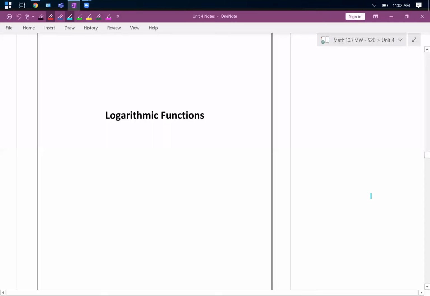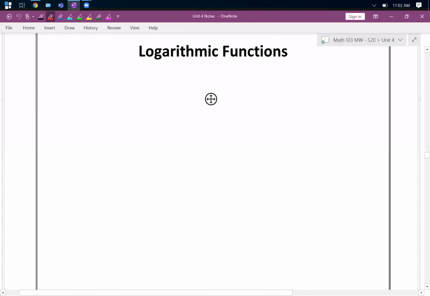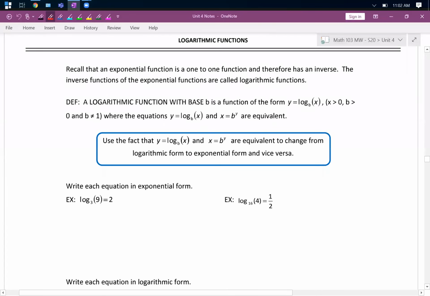So we're going to talk about logarithmic functions today. Recall that an exponential function is a one-to-one function and therefore has an inverse. The inverse of an exponential is called a logarithmic function.